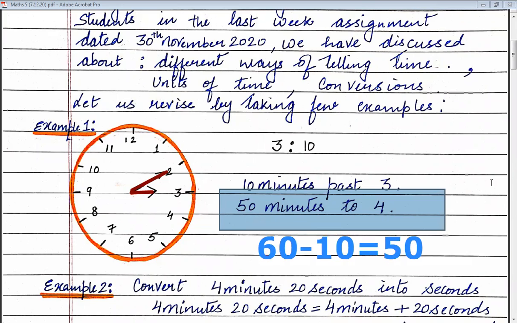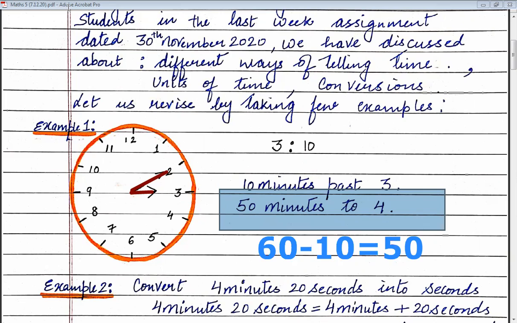So how many minutes are passed? 10 minutes are passed and how many minutes are left? That is 50. So now children, you can say that it is 50 minutes to 4. How many minutes are left for 4 o'clock? That is 50. Is it clear, children?